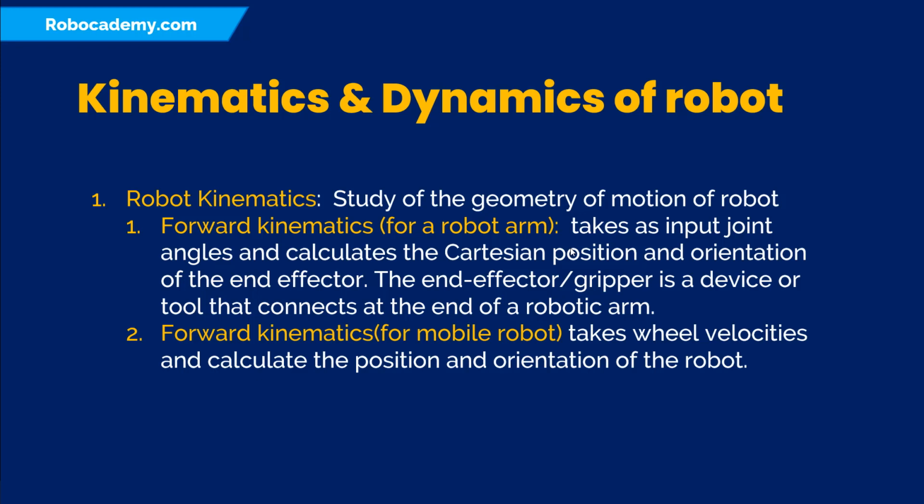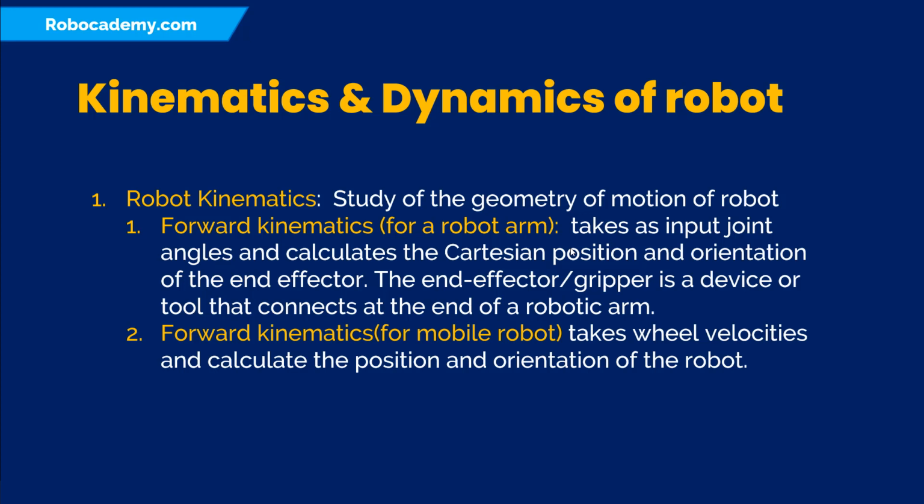For a robot with six or seven joints, if we provide seven joint values and put them into the equation, the equation will tell us the position of the gripper, the end effector position: X, Y, Z, roll, pitch, yaw. That is the 3D pose, right? XYZ is the position, and roll, pitch, yaw is the orientation. So that is forward kinematics.